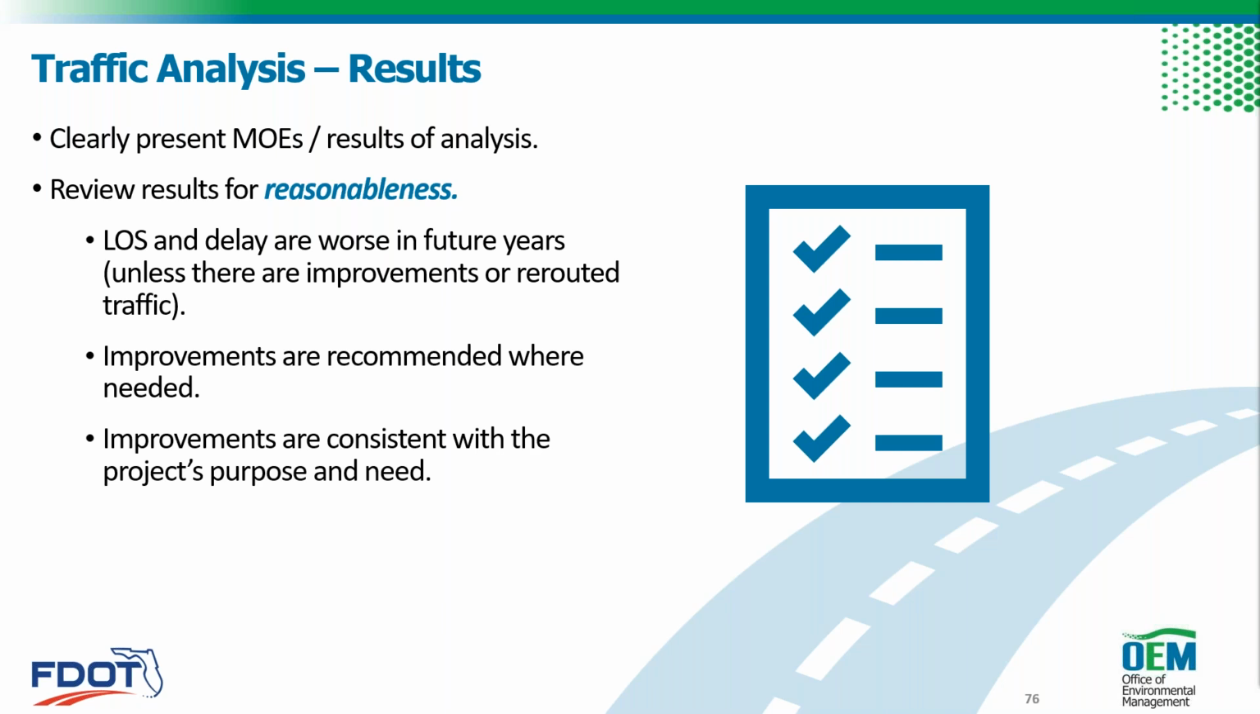If traffic is growing in the future, we would also expect the level of service and delay to get worse. There might be reasons why it doesn't. Maybe we've applied improvements or traffic's getting rerouted. But if not, generally we expect things to get a little bit worse in the future as traffic increases. Improvements are recommended where needed. If we have a study intersection that's level of service F, are we recommending anything there? If not, why is that? And then improvements are consistent with the project's purpose and need.